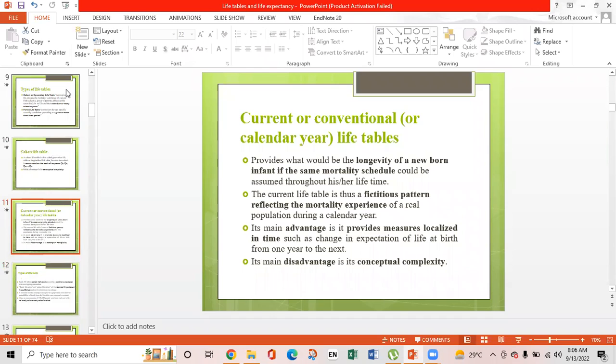It provides what would be the longevity of a newborn infant if the same mortality schedule could be assumed throughout his lifetime. The current life table is thus a fictitious pattern reflecting the mortality experience of a real population during a calendar year. Its main advantage is that it provides measures localized in time, such as change in expectation of life at birth from one year to the next. Its main disadvantage is its conceptual complexity.